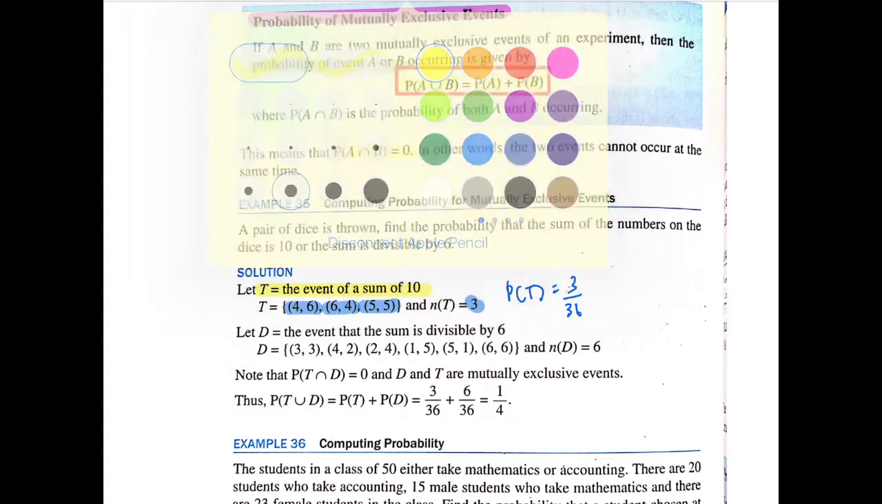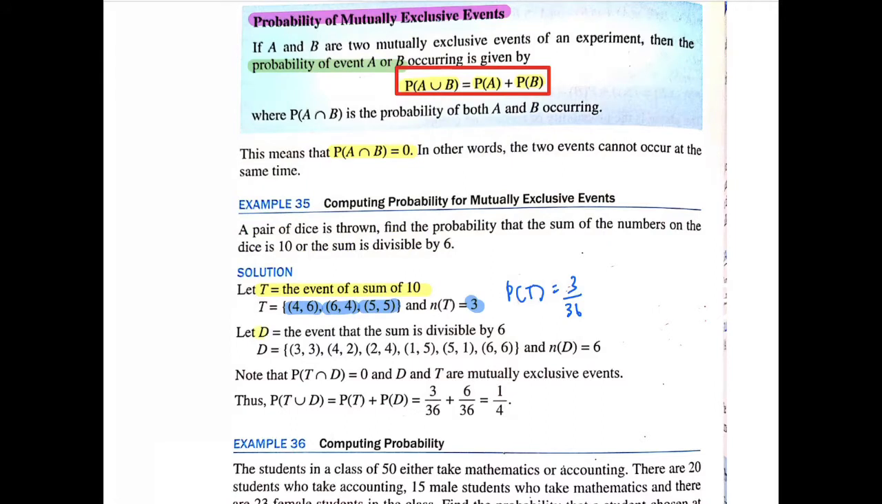Next, let's see the second event, which we name D, the event where the sum is divisible by 6. The sums divisible by 6 come from 3, 3, then 4, 2, then 2, 4, then 1, 5, then 5, 1, and also 6, 6. Therefore, the number of outcomes for event D is 6. So P(D), the probability of D happening, is 6 over 36.